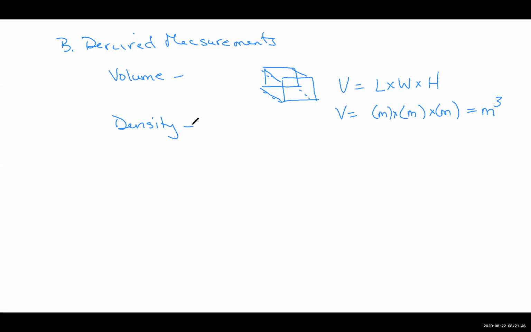Density is also a derived measurement. Density is defined as mass per unit volume. We're going to come back to this later in the chapter. But density is equal to mass divided by volume, and mass is a base unit, and volume is already a derived measurement. And so density is also a derived measurement. Its units would be kilogram for mass, meter cubed for volume. Although, of course, you might see other units than that, but it would always be units of mass over units of volume. So we're going to talk about the different units right now.